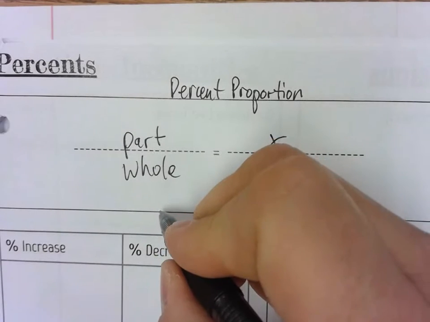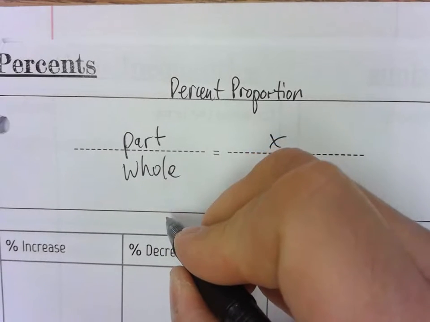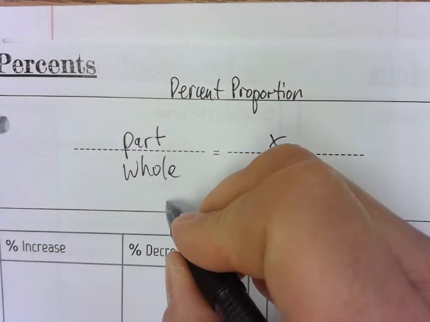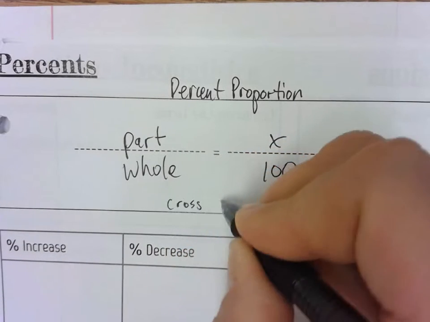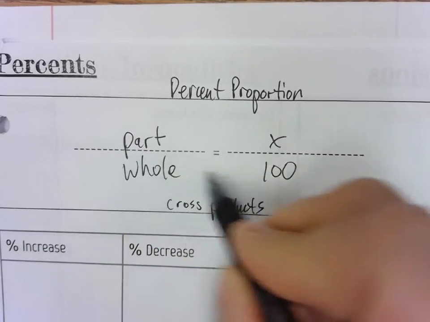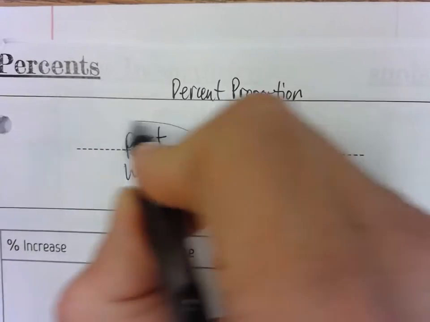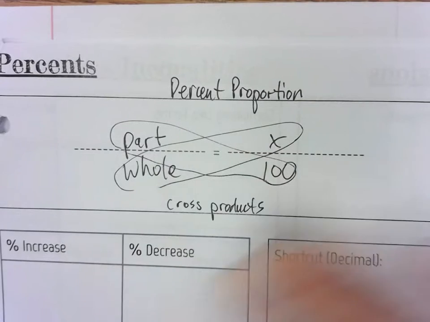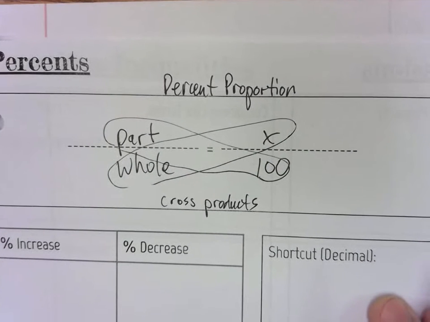Some of you may call it the butterfly method. You weenies may call it the butterfly method. I like to call it cross products. So of course, we would do part times 100, and whole times x, set up our little equation over here on the side, and continue on. All right, we continue the march from there.